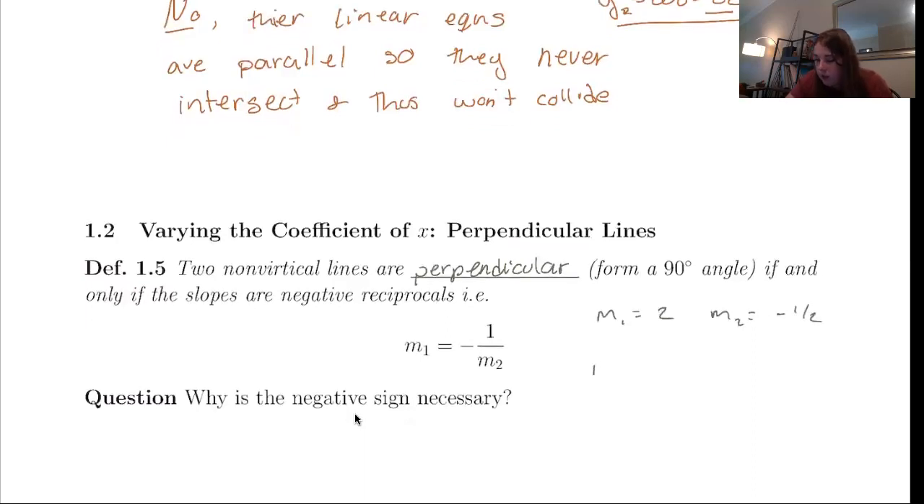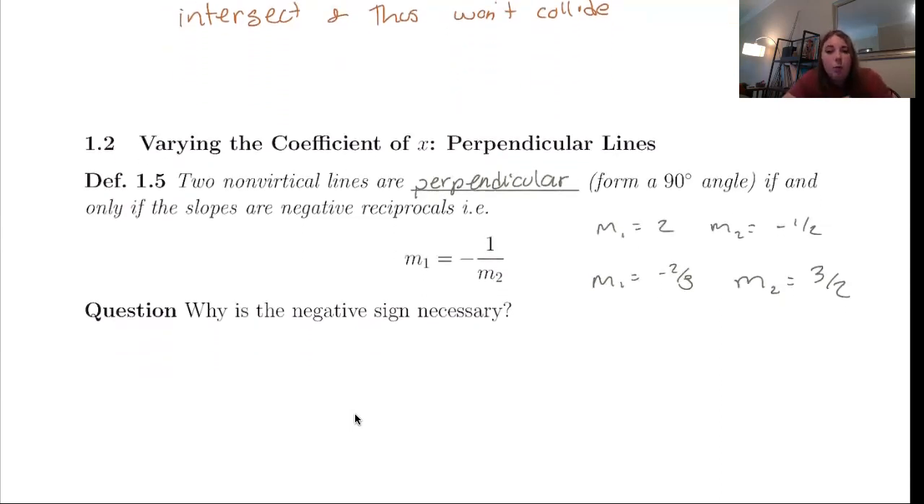And similarly, if I was given M1 equals negative 2/3, what would be the slope that would make a line perpendicular to it? It's a negative reciprocal of negative 2/3, right, just positive 3/2. I'm just going to flip it upside down. So 2 and 3 switch places, and I'm going to get rid of that negative. All right. That negative sign is really, really important.